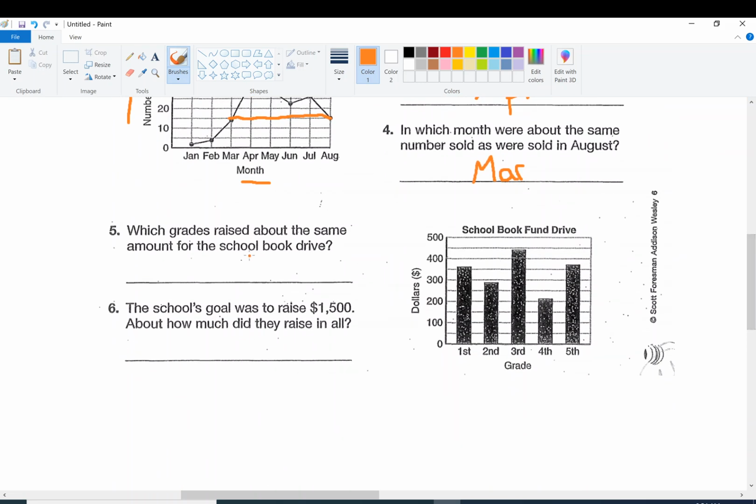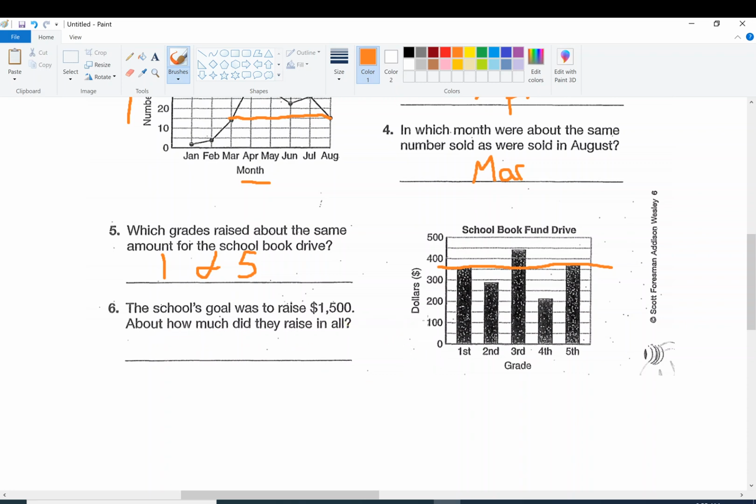Last two here. Which grades raised the same amount for the school book drive? Okay, so I look, which ones were the same amount? So I want to see which ones lie on a line I could draw across and both of them touch. Well, it looks as if first and fifth. So I could put 1 and 5. The school's goal was to raise $1,500. How much did they raise in all?